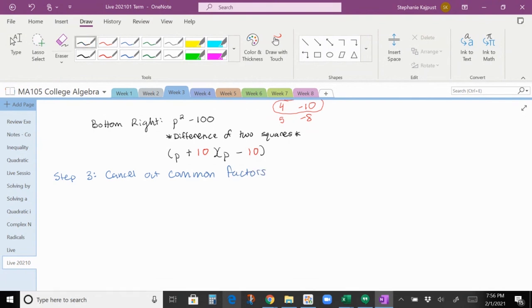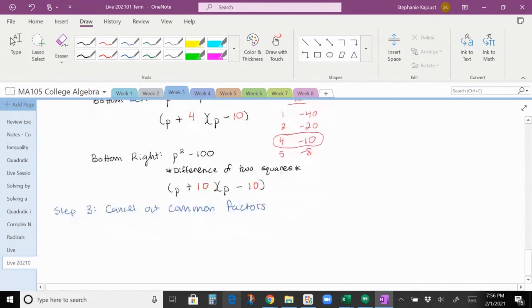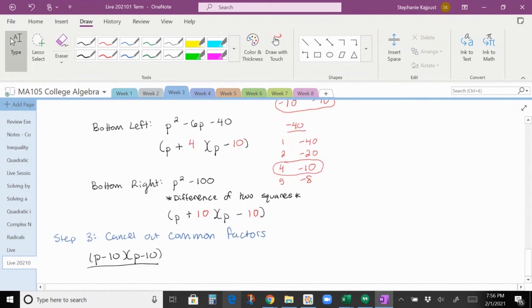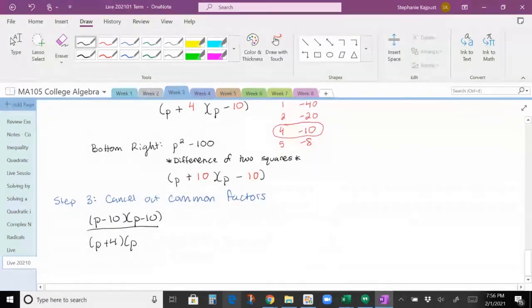So now I need to make sure that I write everything in its proper place. So top left, we had p minus 10 times p minus 10. I'm going to write that in. Bottom left, p plus 4 times p minus 10. If I can get this to actually move on me. Oops. P minus 4. Other side, p plus 4, p minus 10. We had 7 on the top of the fraction. And then our bottom right is p plus 10, p minus 10.